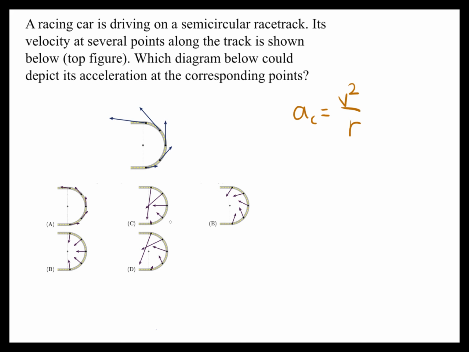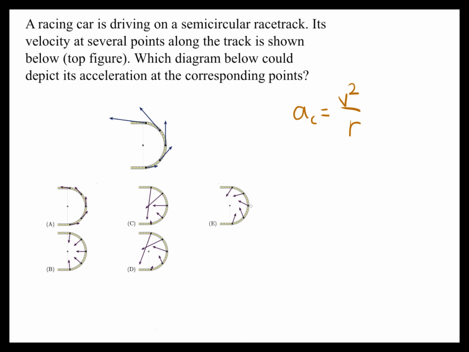And we can also eliminate C, because there is no tangential acceleration in this either. So it's not going to be C. That leaves us with either D or E. Now, that comes down to this equation, because both of these have a tangential acceleration component and both have a radial, or centripetal, acceleration pointing towards the center of the circle.